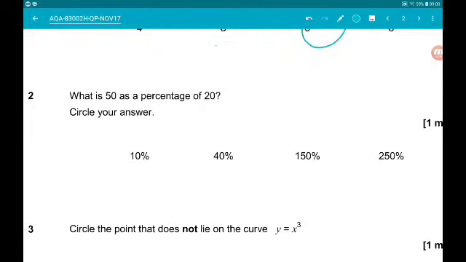Question 2. What is 50 as a percentage of 20? Okay, so with any number that you want to find as a percentage of another number, we do the first number divided by the second. So 50 divided by 20, now that would give us 2.5, and then we multiply that by 100 to get 250%.